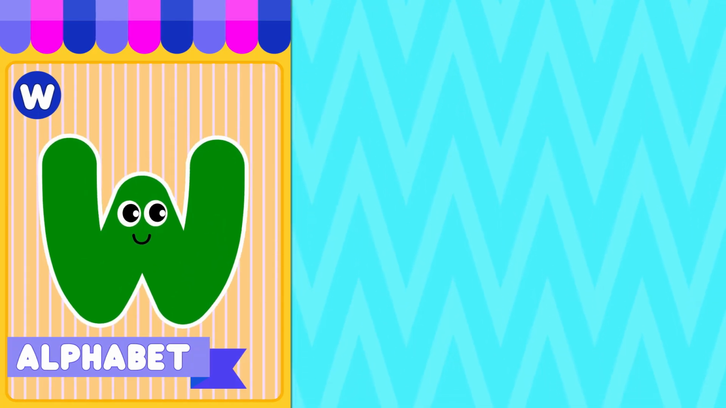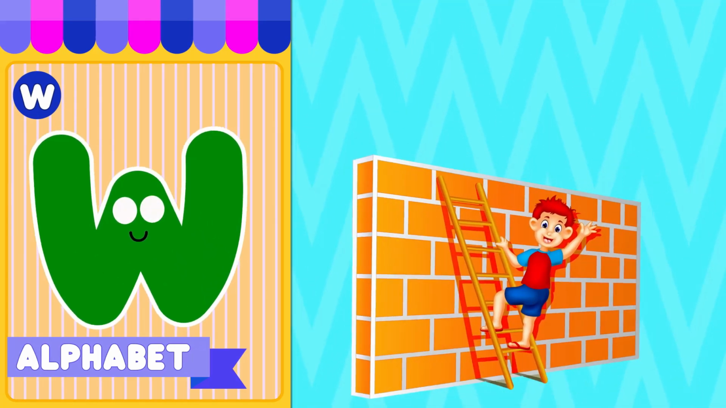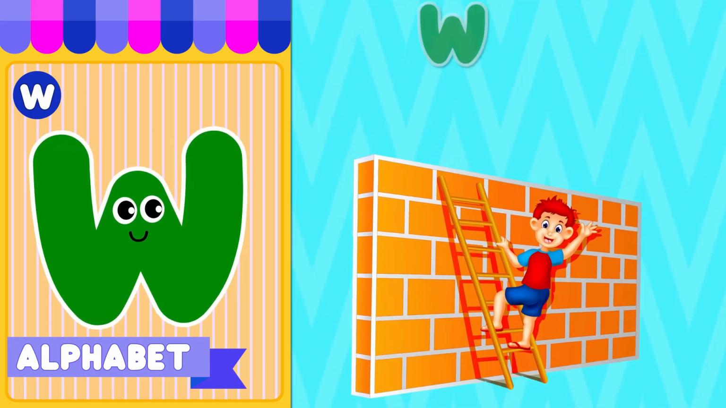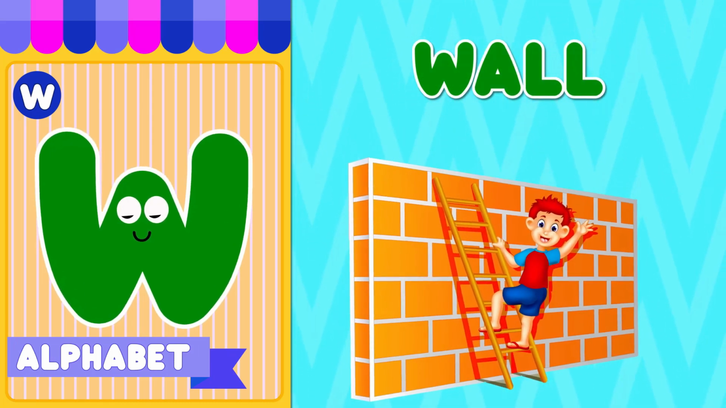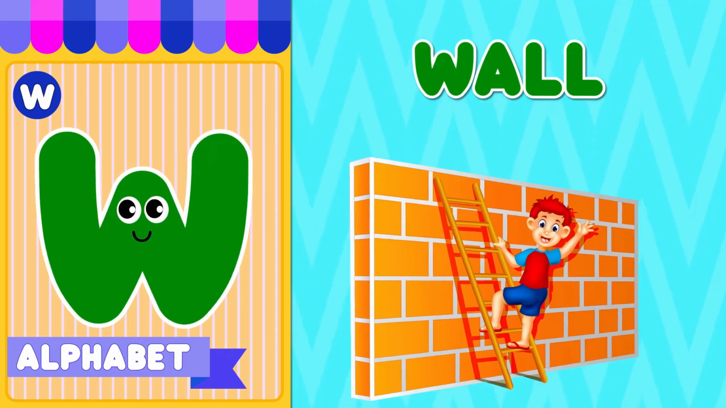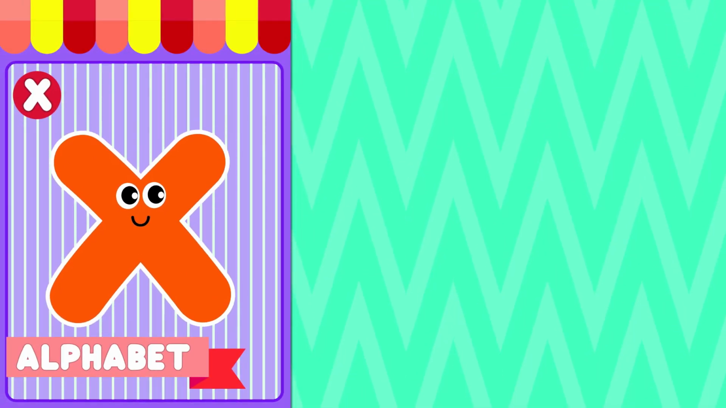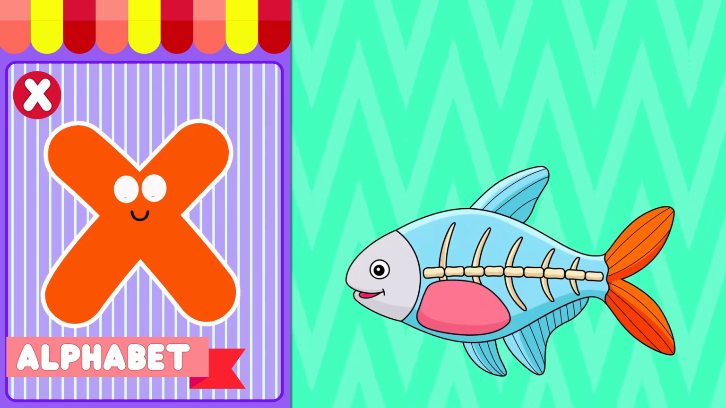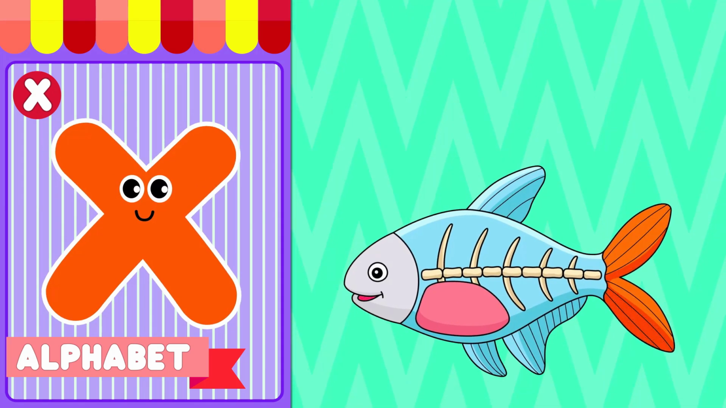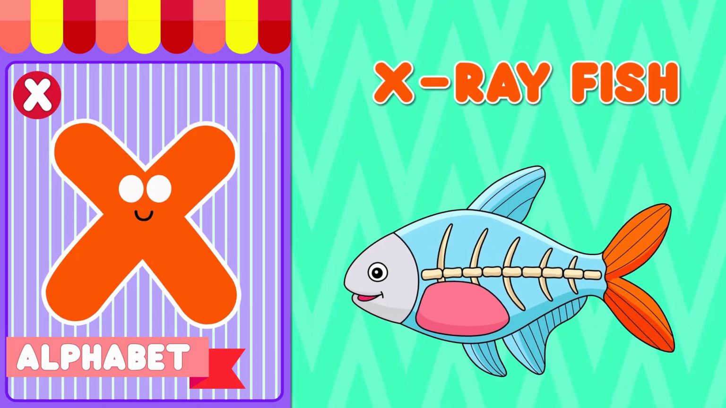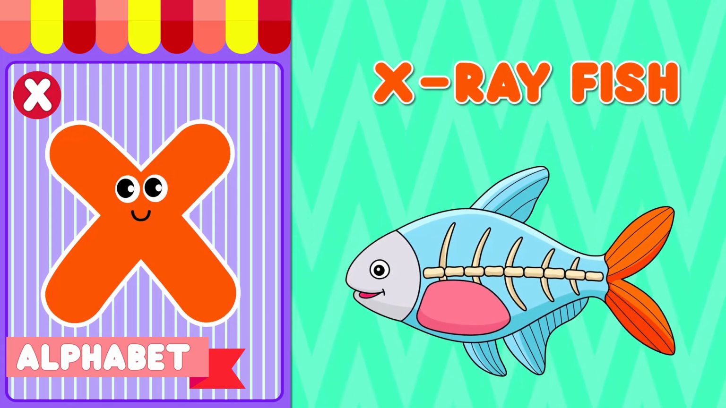It's the alphabet W. W for wall. Wall. W for wall. It's the alphabet X. X for extra fish. Extra fish. X for extra fish.